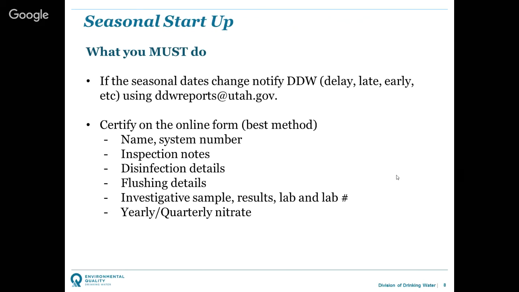What happens if that investigative sample comes back unsatisfactory? Well, then we need to fix the problem and address it. You need to have a satisfactory investigative coliform bacteria sample before opening to the public. So then on the form, you also put notes on your yearly or quarterly nitrate, like when you're going to take it.